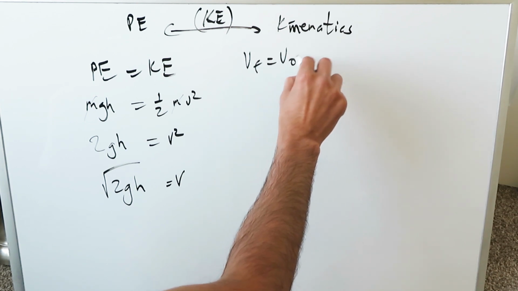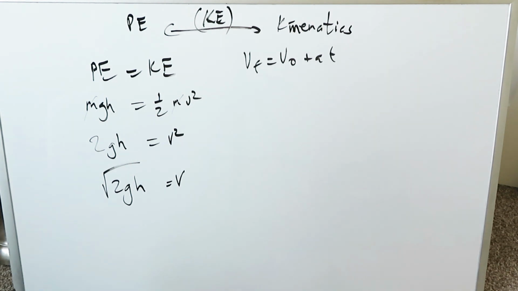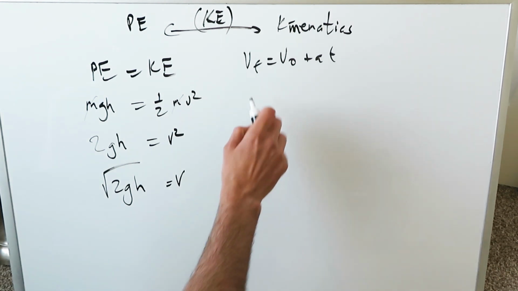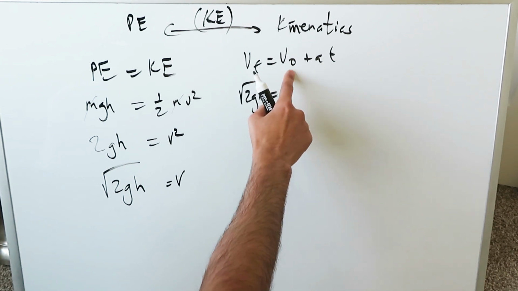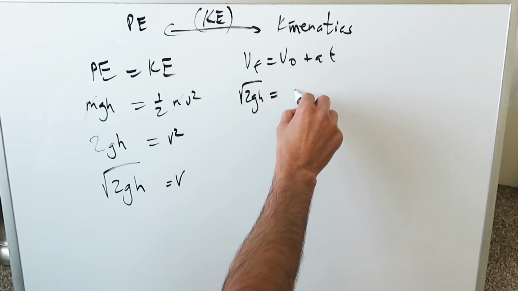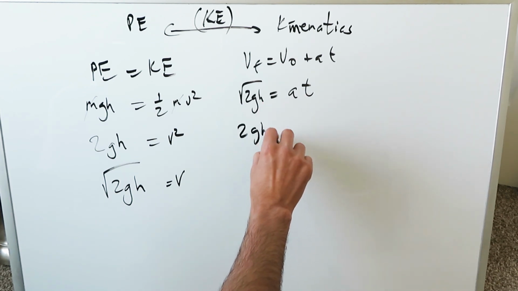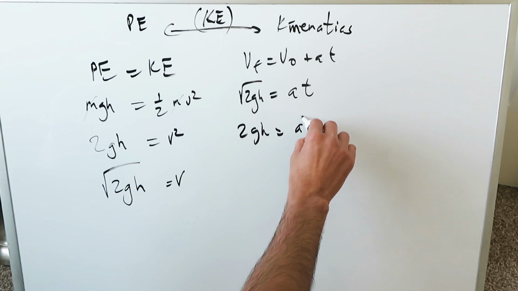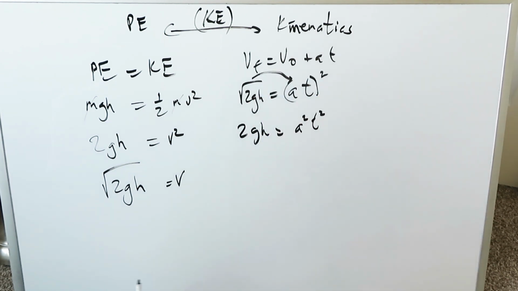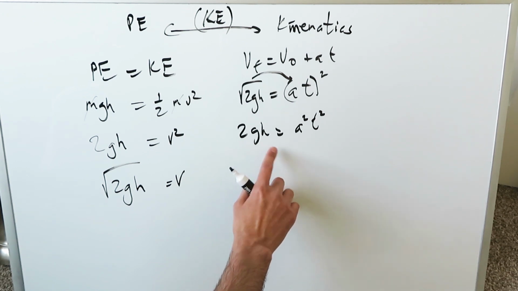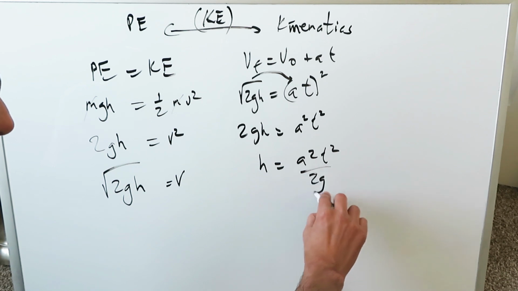vf is equal to v0 plus at. Final velocity is equal to initial velocity plus acceleration times time. This right here represents your final velocity, which is the square root of 2 times gravity times height. Initial velocity is 0. Acceleration times time. Solve here for height. 2gh is equal to, take the square root on the other side, you're getting a squared t squared, because this goes on the other side and you get a square of everything. Take everything on the other side and solve for h. h is equal to a squared t squared over 2g.